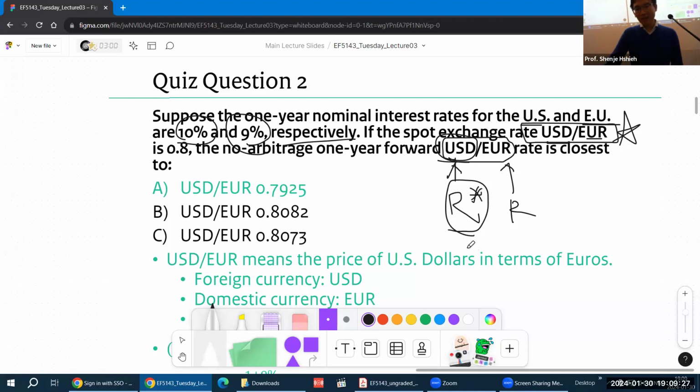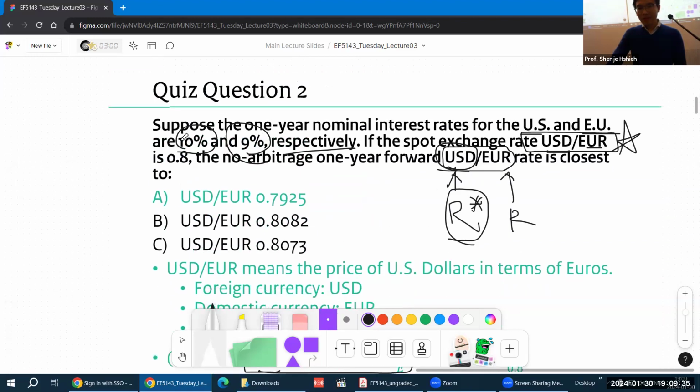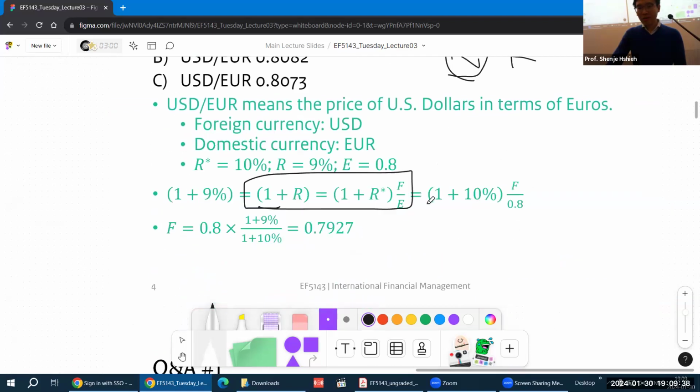Okay, so based on that, it should be easy. We know the equation for CIP. It's here. We just plug in 10% for R star.